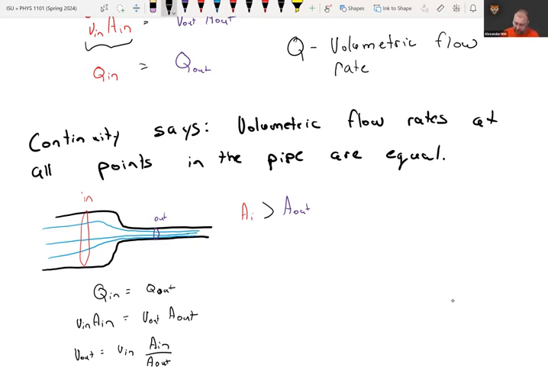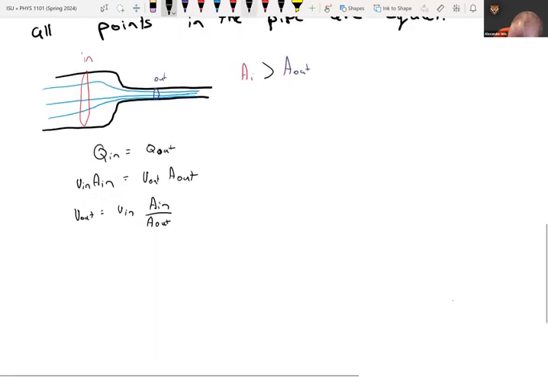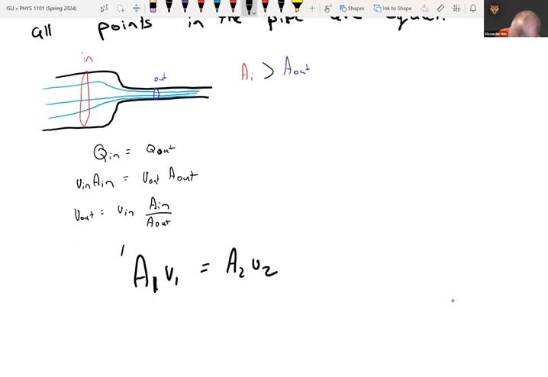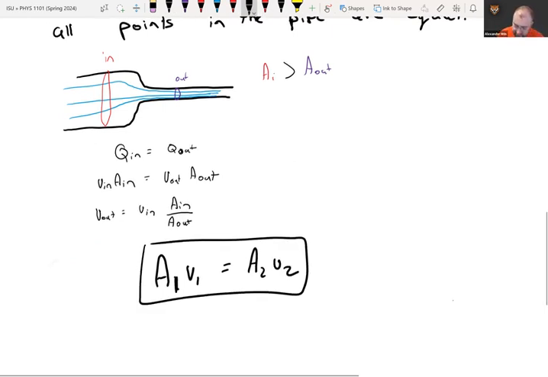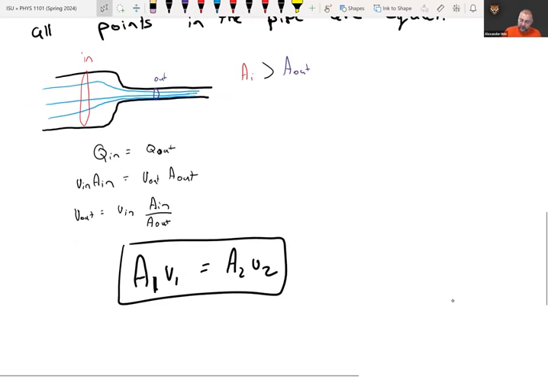All right, so the main continuity equation that you want to remember is that A1, and I was just calling that in, but really it's just at a particular location, A1 V1 equals A2 V2. And this can be at any point in a fluid flow situation. So that is the continuity equation that you're going to want to use.